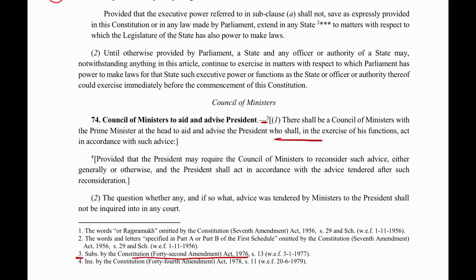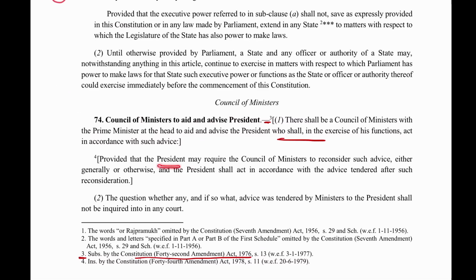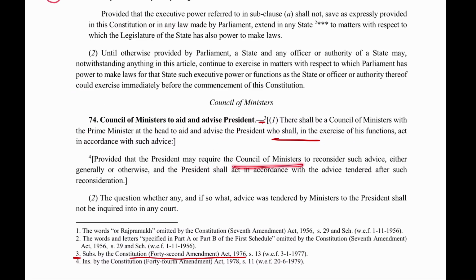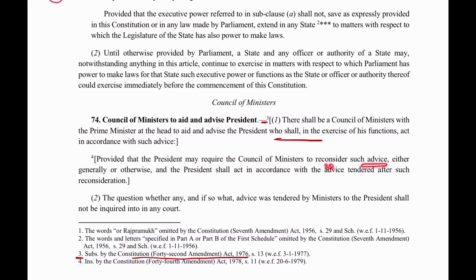1976. Along with that, certain other things were inserted by the 44th Amendment Act also: that the President, if he feels that the advice of the Council of Ministers needs reconsideration or some change, then the President may require the COM. Require means ask here. So he may ask the Council of Ministers to please reconsider the advice given to him, generally or maybe for some other reason. And the President shall act in accordance with the advice tendered after such reconsideration.